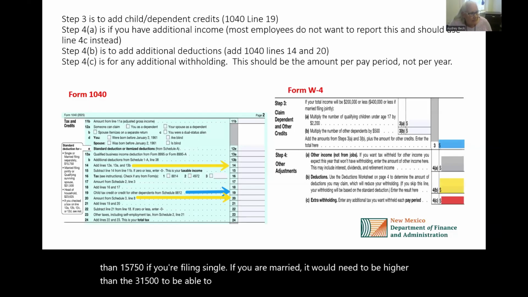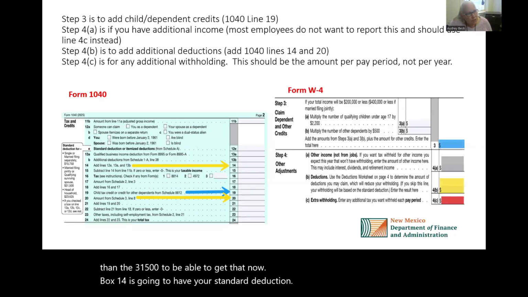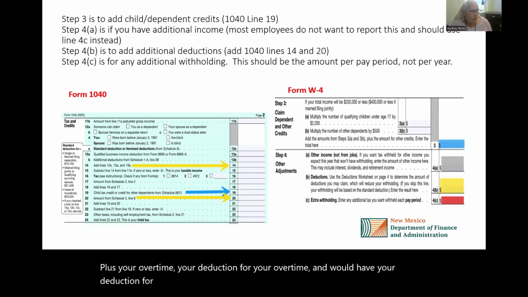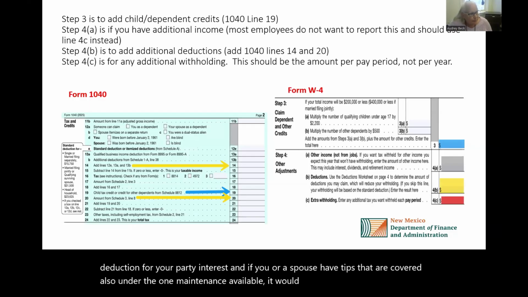Now, line 14 is going to have your standard deduction plus your overtime, your deduction for your overtime. It would have your deduction for your car interest. And if you or a spouse have tips that are covered also under the One Big Beautiful Bill, it would be in line 14.